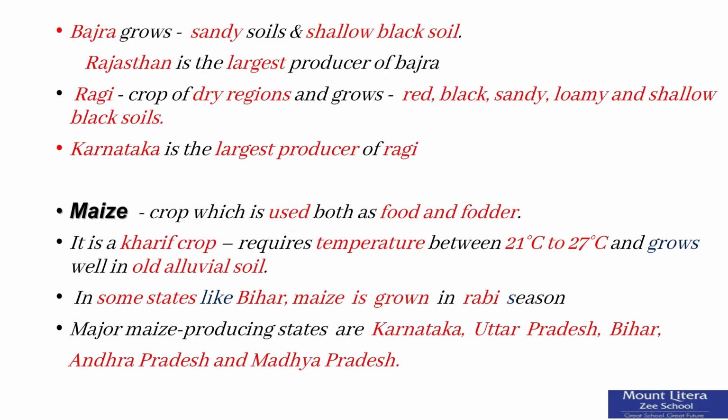Maize, it is a crop which is used both as food and fodder. It is a kharif crop which requires temperature between 21 degrees Celsius to 27 degrees Celsius and grows well in old alluvial soil. In some states like Bihar, maize is grown in Rabi season also. Major maize-producing states are Karnataka, Uttar Pradesh, Bihar, Andhra Pradesh and Madhya Pradesh.